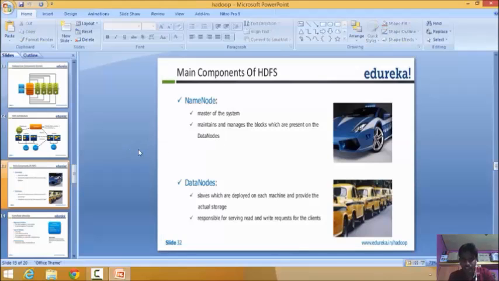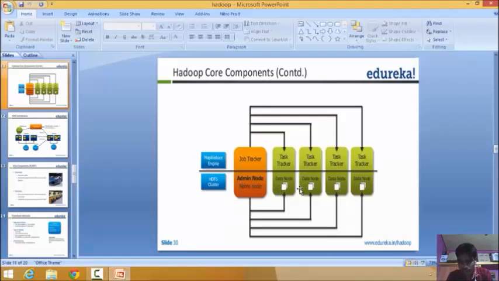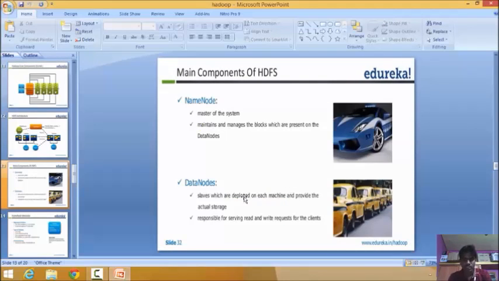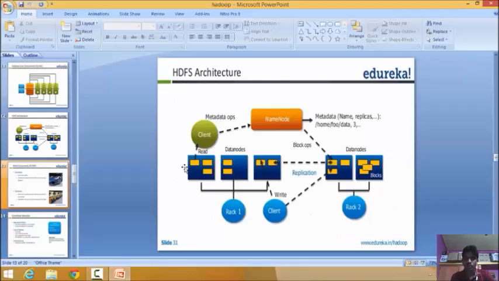Let us see the data nodes. What are the data nodes? These are the data nodes. This is the master and the data nodes are the slave nodes. These nodes are deployed in each and every machine and actually store the data. The data node is only responsible for storing the data and serving the requests of the clients. Whatever request is made by the client is served by this data node.